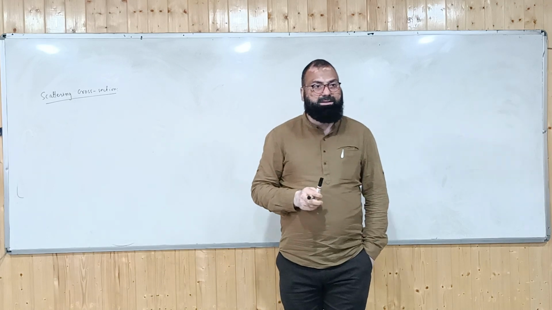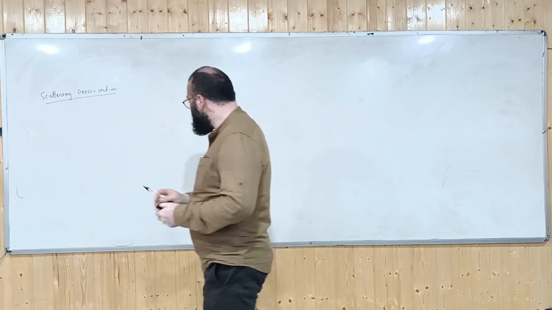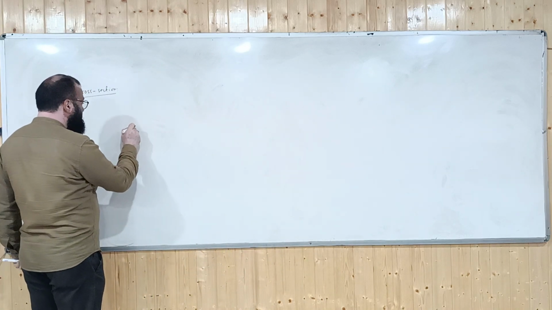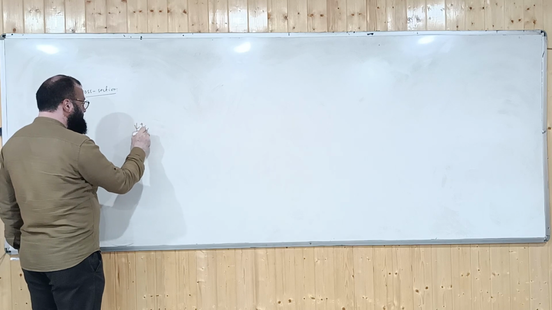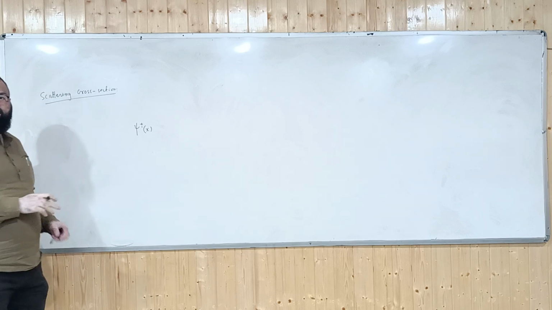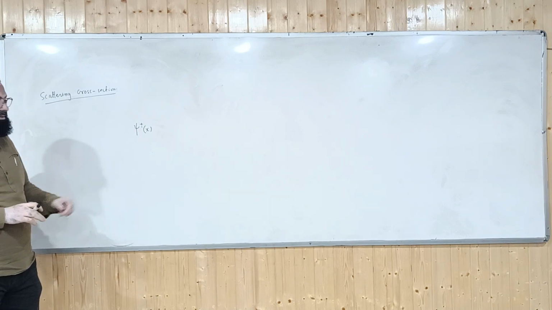Let's try to evaluate the scattering cross section from the analysis we have done. What have we calculated? We have this ψ+(x), the scattered wave, in the forward direction. Is that true? So the ψ+(x) we have calculated.